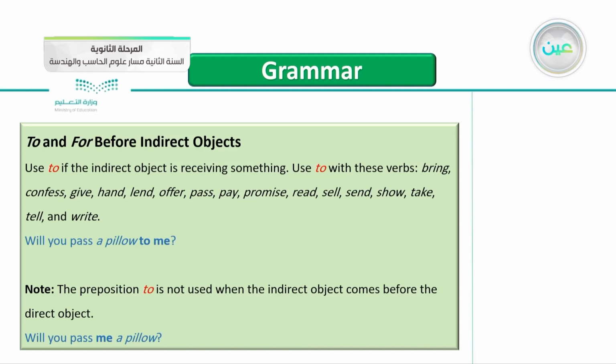For example here, will you pass a pillow to me? Will you pass? Pass is one of the verbs here. Will you pass a pillow to me? Not for me, to me.